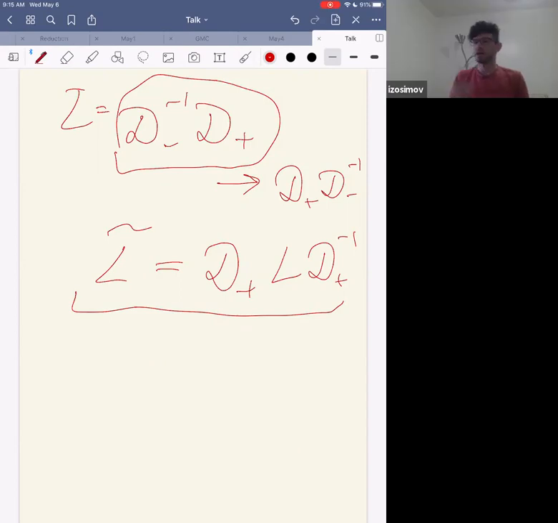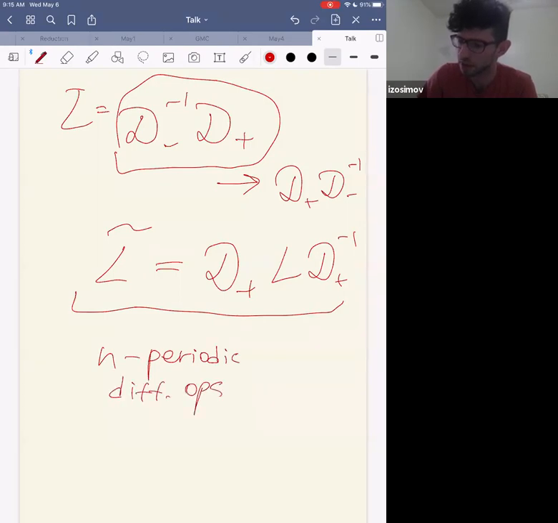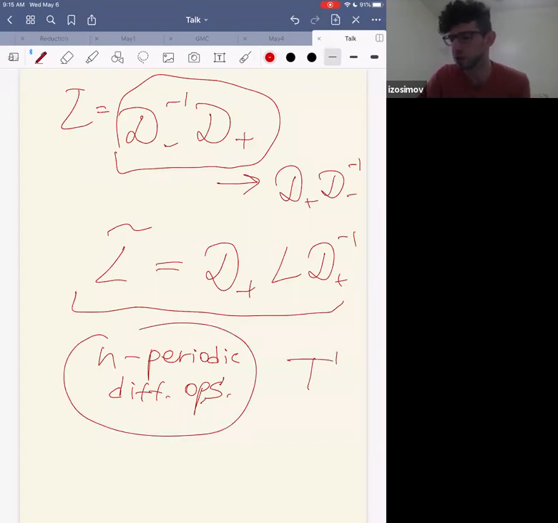Okay, so the spectral parameter is naturally there, because if you think about this algebra of n-periodic difference operators, every n-periodic difference operator commutes with t to the power of n. So we already have two commuting operators here. So there is a spectral parameter just because of that.